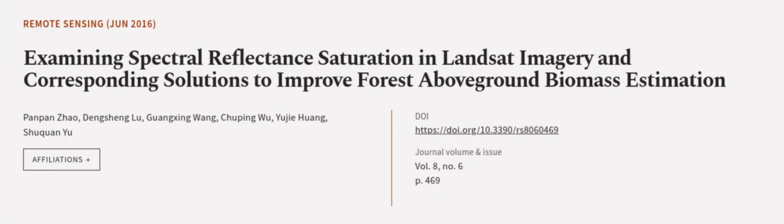This article was authored by Panpan Zhao, Dengsheng Lu, Guangxing Wang, and others.